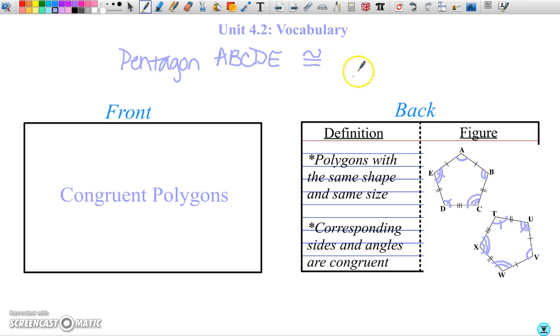What did I mark as congruent to angle A? Angle A, I marked congruent to angle V, so we'll start with V. Angle B, I marked as congruent to angle W. Since that's the direction I went, I go V, W, X, T, U. You'll notice each position that the letter is in, those are your congruent angles in your figure.